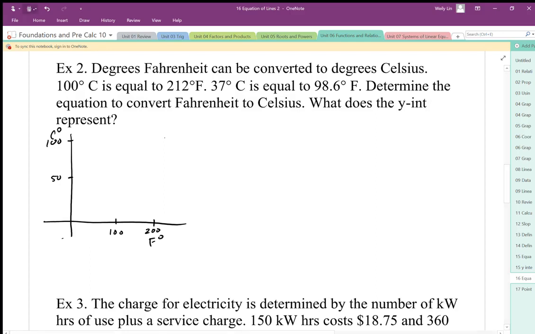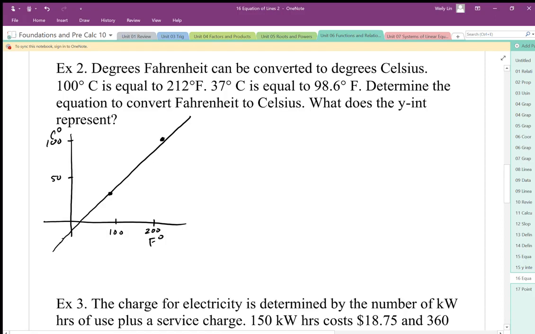So for 212 degrees, we're going to be at 100 degrees Celsius, so right about here. At 98.6 degrees, we're going to be about 37 degrees Celsius. That's about here. Okay, there's our graph.